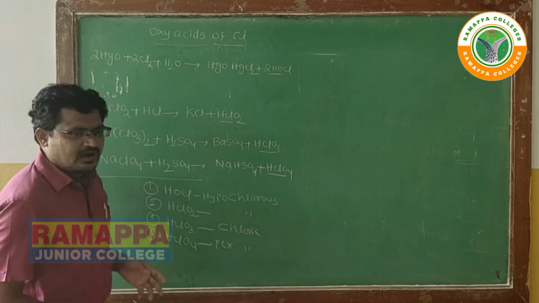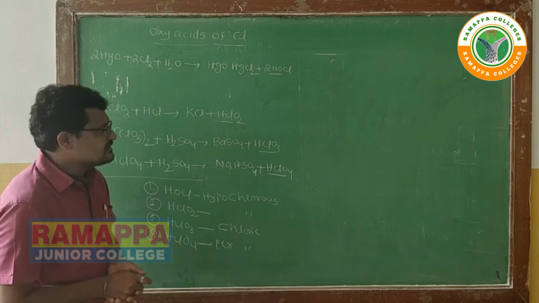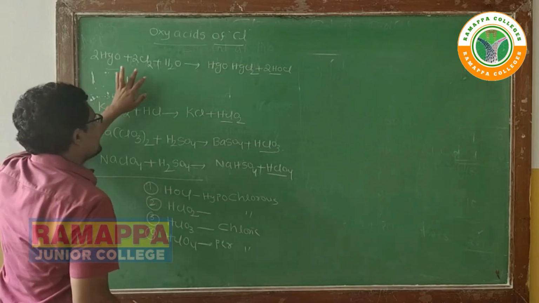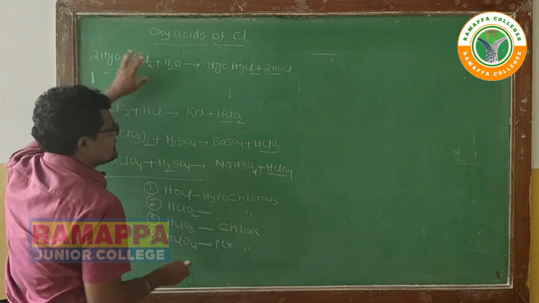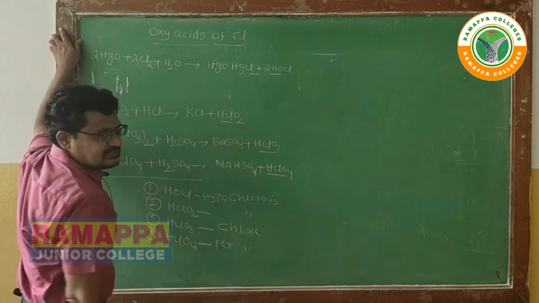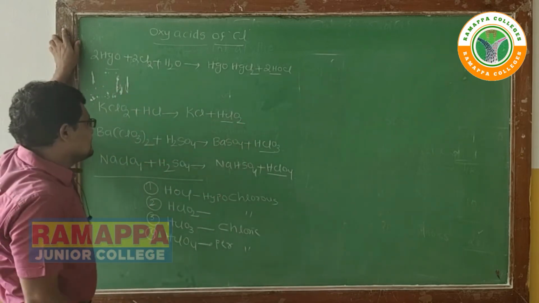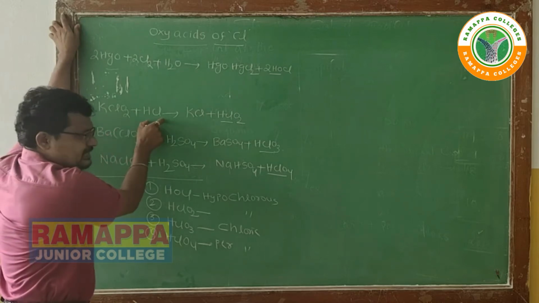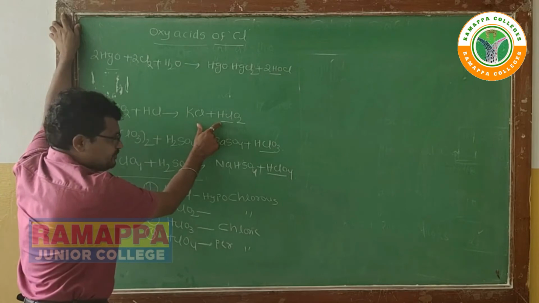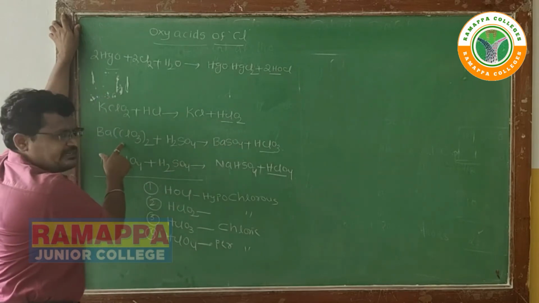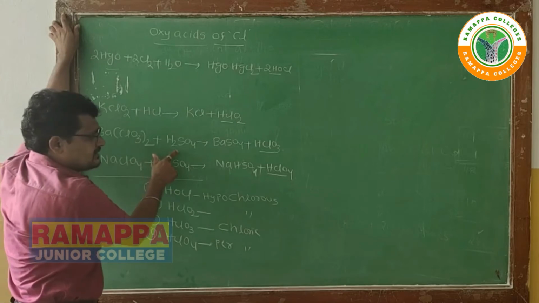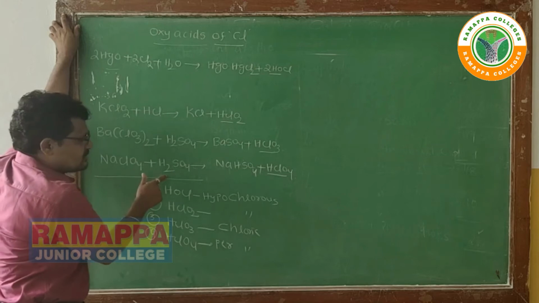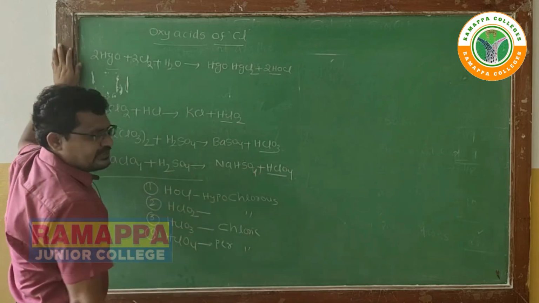So how are these oxyacids prepared? The first one, mercuric oxide reacts with chlorine and undergoes hydrolysis to get hypochlorous acid. The next one, KClO2 reacts with hydrochloric acid to get HClO2. Then Ba(ClO3)2 reacts with sulfuric acid to get HClO3. Then NaClO4 reacts with sulfuric acid to get perchloric acid.